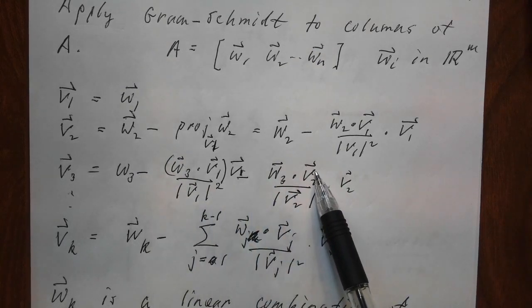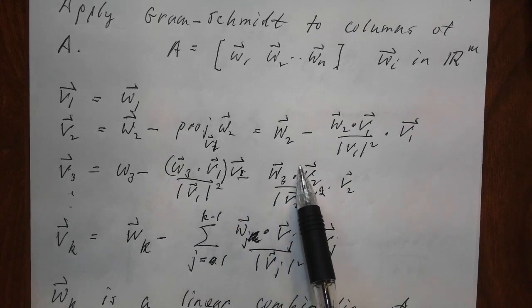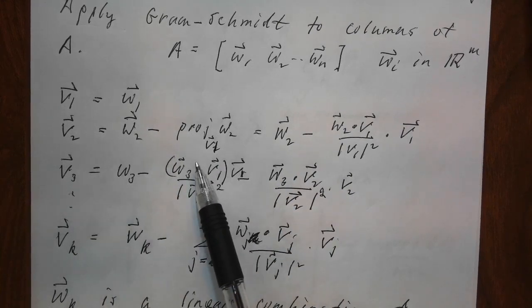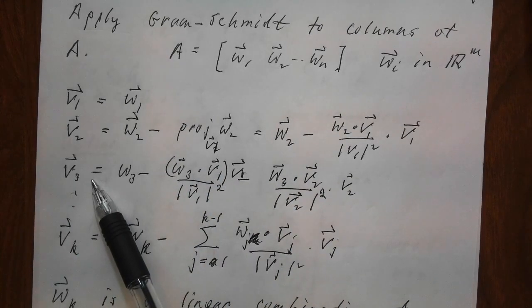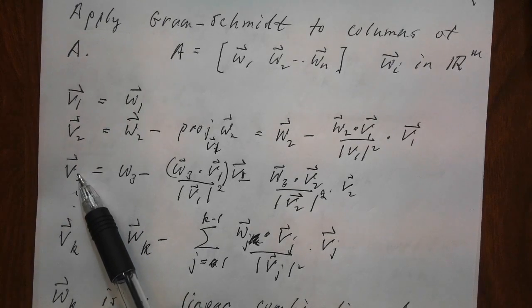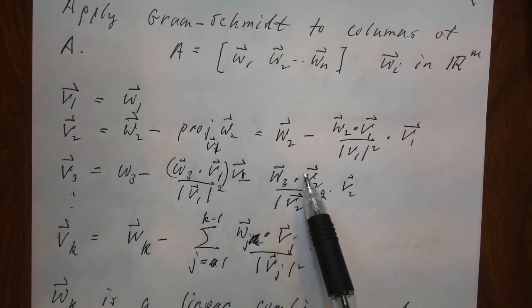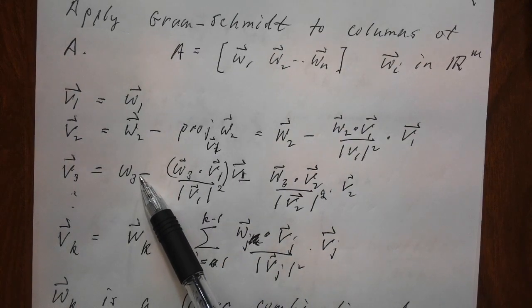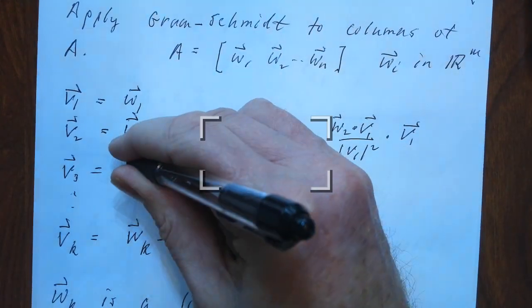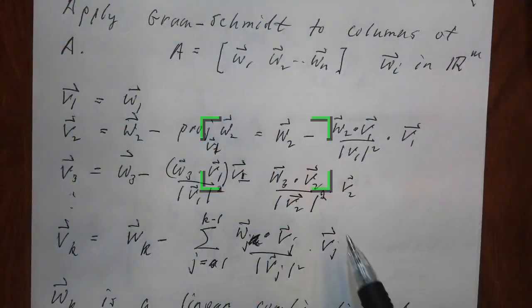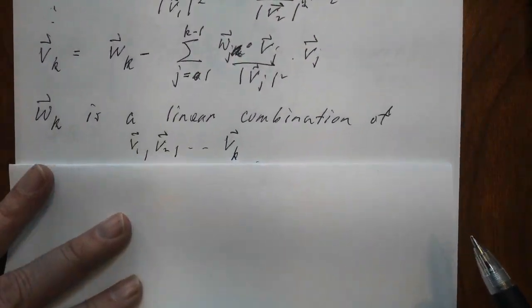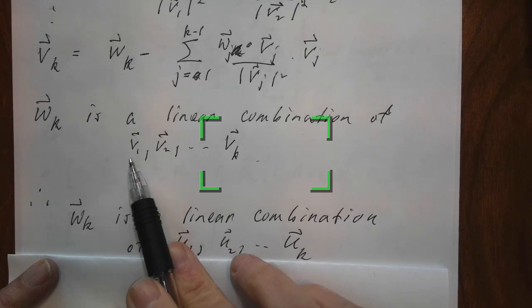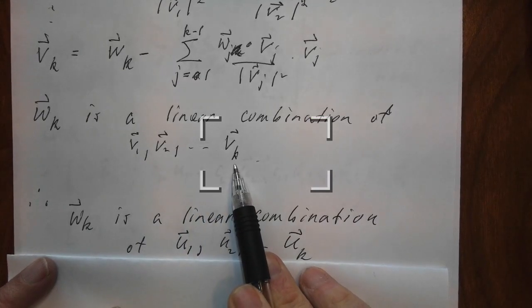If I look at this line and add these expressions over to the left, I'd have on the left V3 plus a scalar times V2 plus a scalar times V1 equals W3. So each of these vectors W, the original column vectors of A, is always going to be a linear combination of V1 up through Vk.